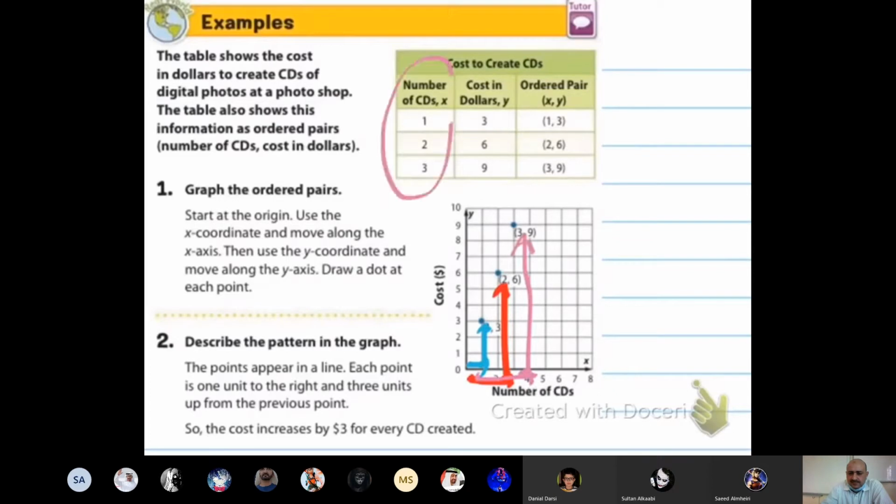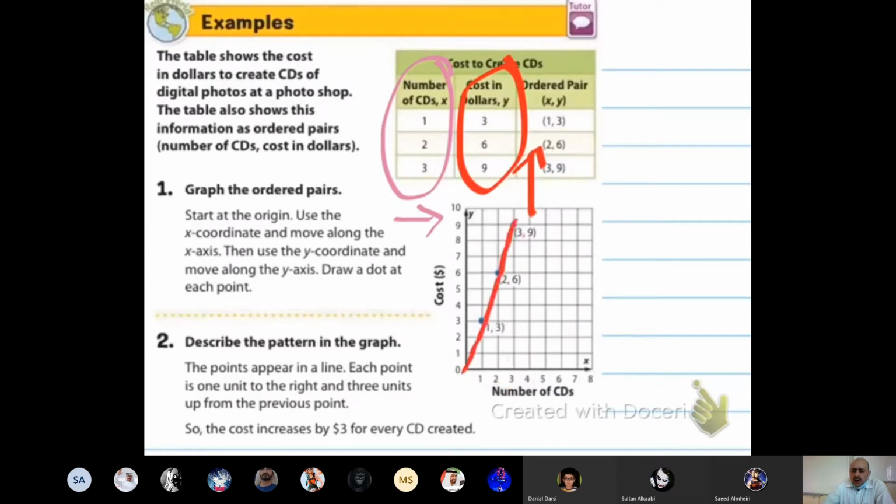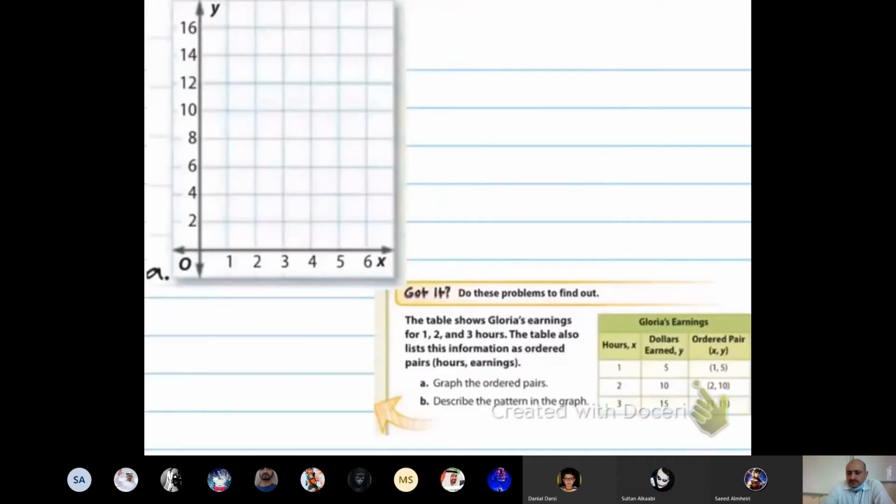So the first value tells us to go to the right, and then our second value, our Y, tells us how many to go up. So then it wants us to describe the pattern. Well, we see here that for every 1 CD that we increase, the cost increased by $3 because they're $3 each. So that makes sense, right? So the cost increases by $3 for every CD.